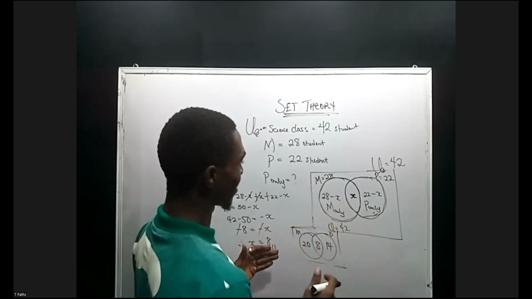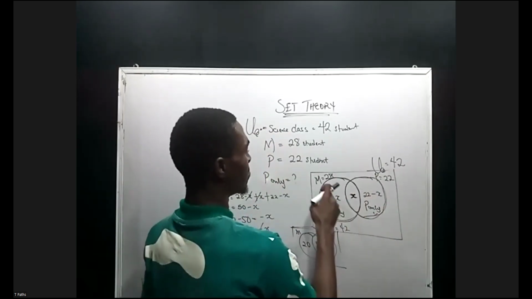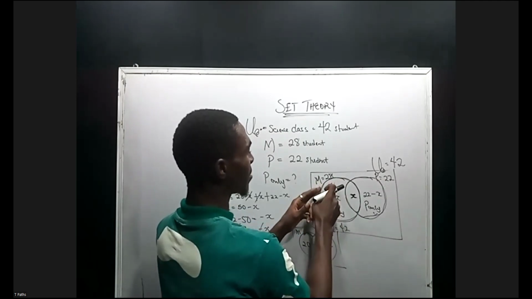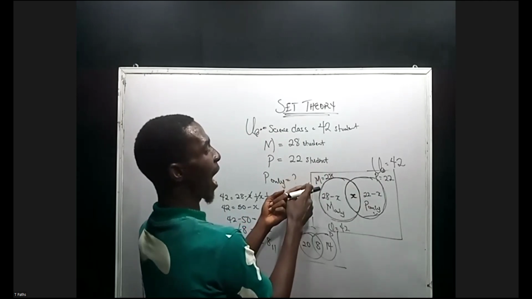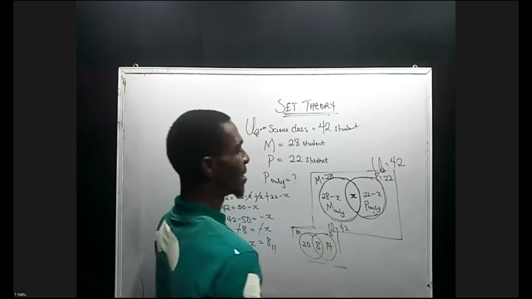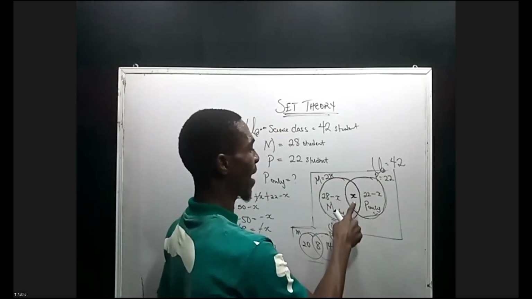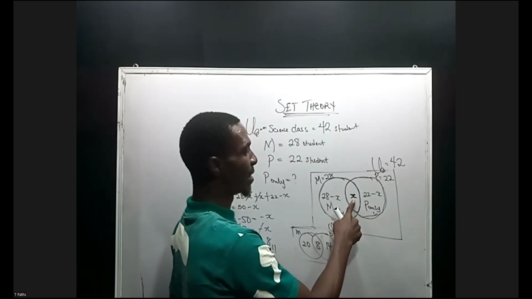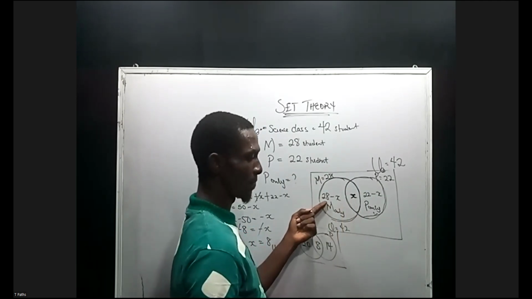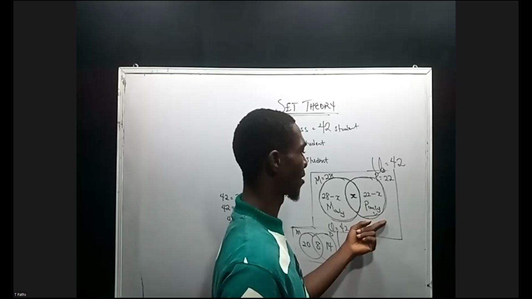The Venn diagram says we have the universal set housing math and physics. The 28 students offering math is labeled outside, and the 22 students offering physics is labeled outside. We need to know the number of students that offer both subjects first. That is named X. Subtract this X from 28, you know the number of students that offer math only. Subtract this X from physics, you know the number of students that offer physics only.